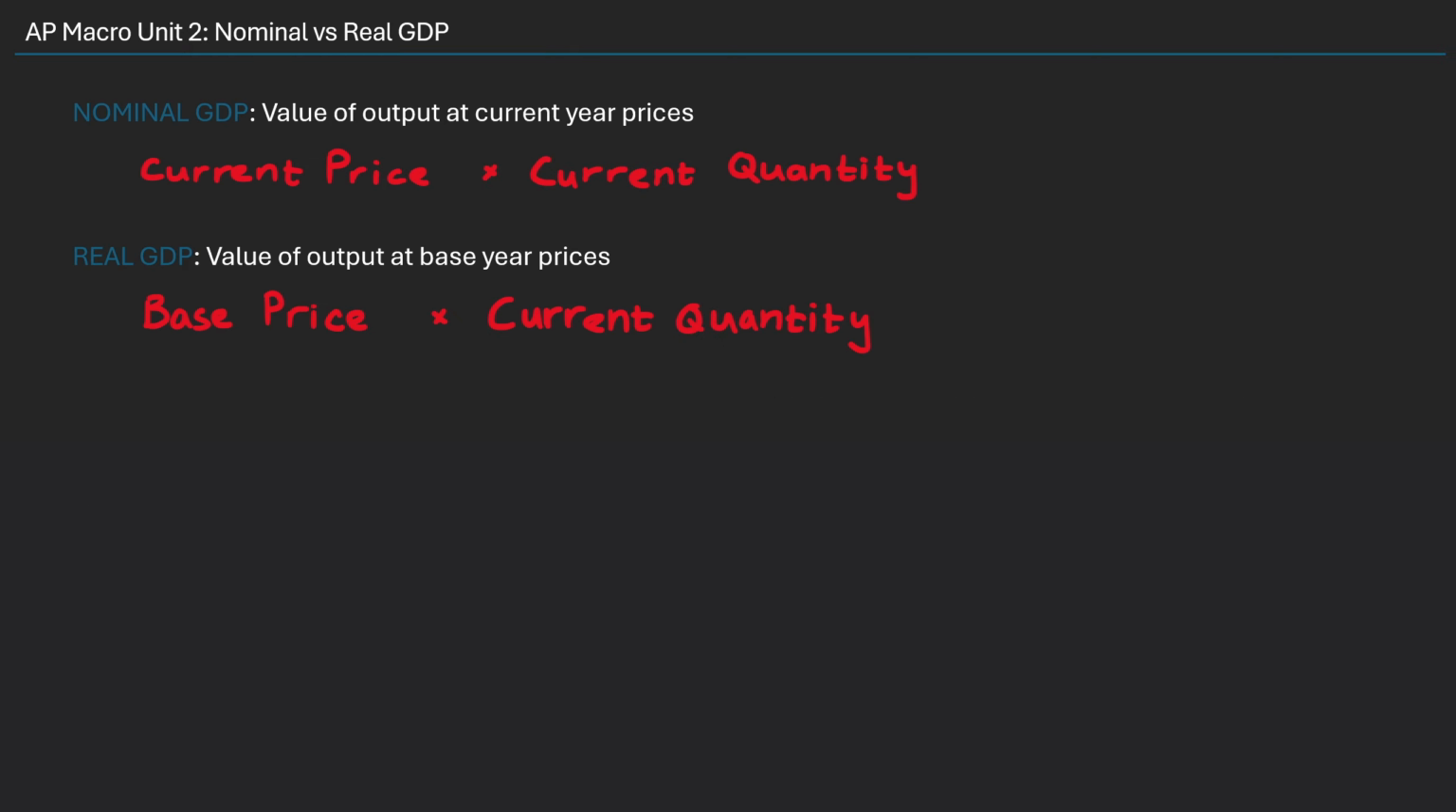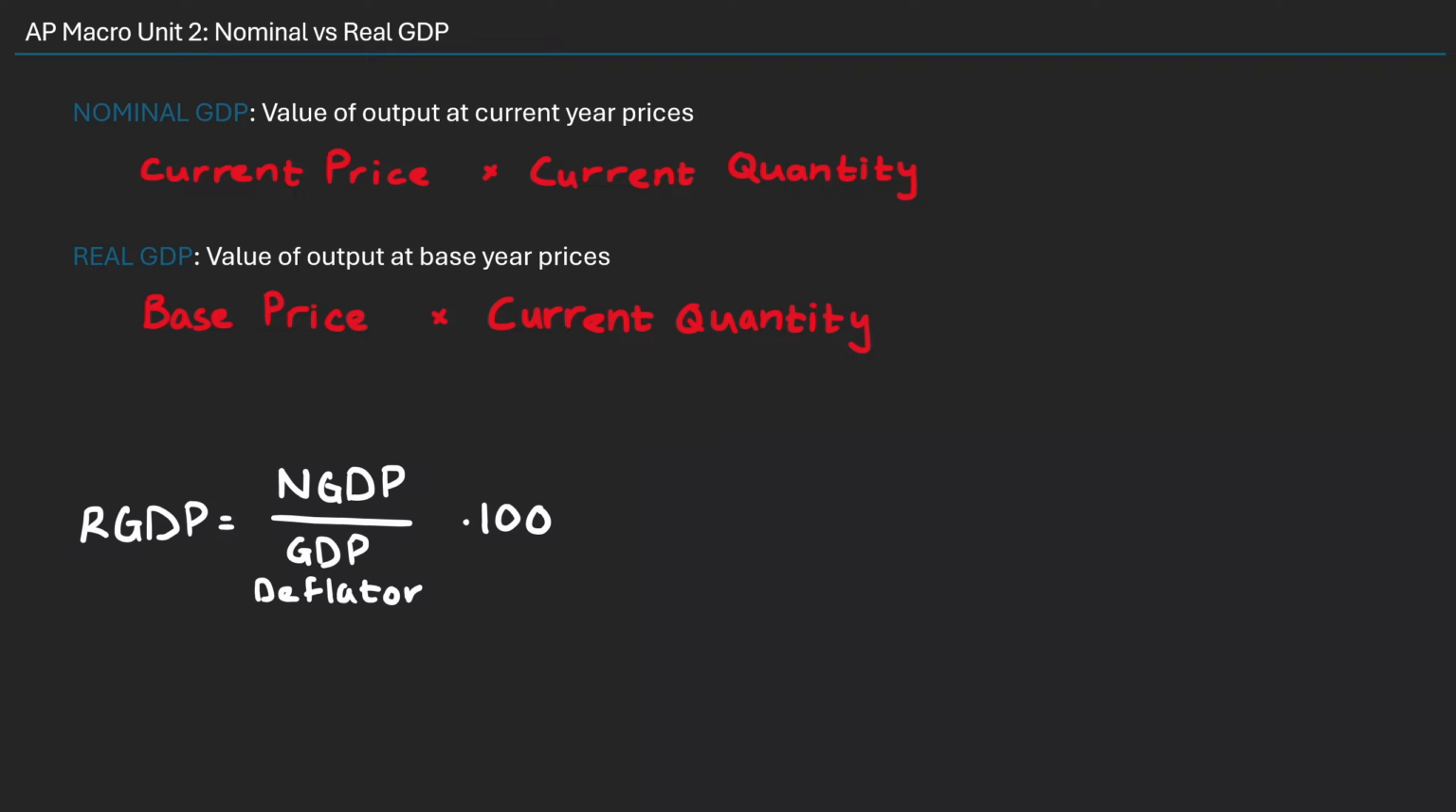Nominal GDP is the value of output at current year prices. So it's the current price times the current quantity. Real GDP, or adjusted GDP, is the value of output at a base year price. So you take the price from like 2020, for example, and you'd multiply it by the current quantity of all goods sold. The reason you would do this is to track whether the quantity of your goods is increasing, not the price. Another way to calculate real GDP is you take your nominal GDP and you divide it by something called a GDP deflator, and you multiply it by 100.